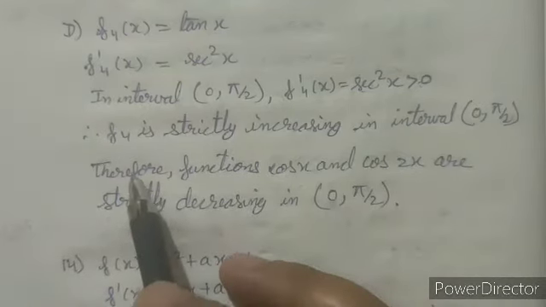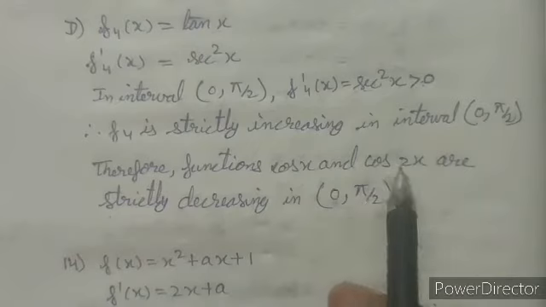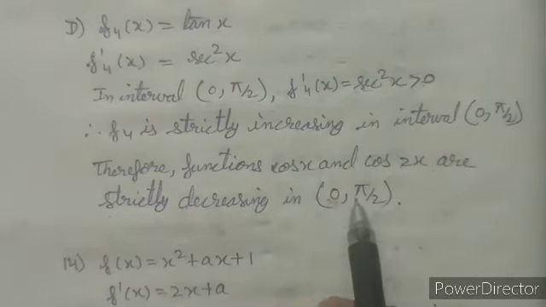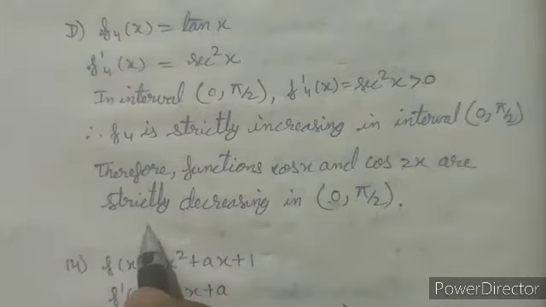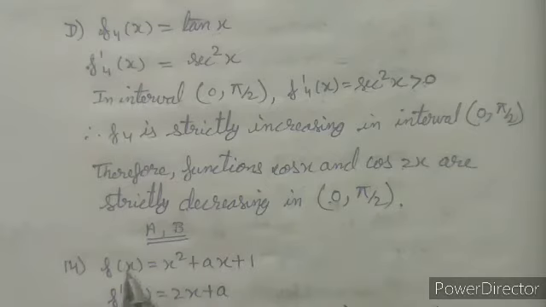Thus, from the above results, we have seen that cos x and cos 2x are strictly decreasing in 0 to pi by 2. Thus, our options A and B are the correct options, or A and B are the answers of the given question.